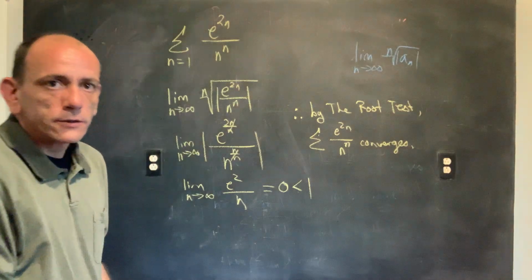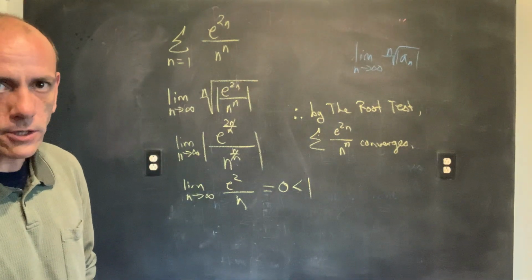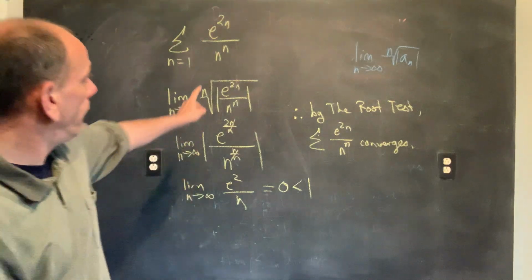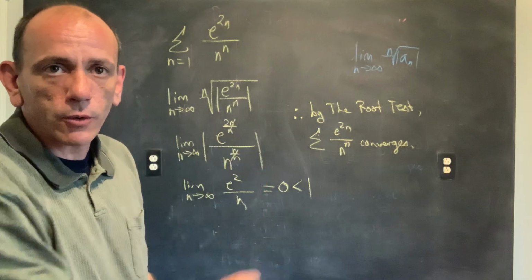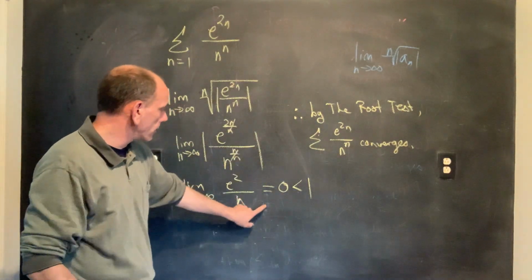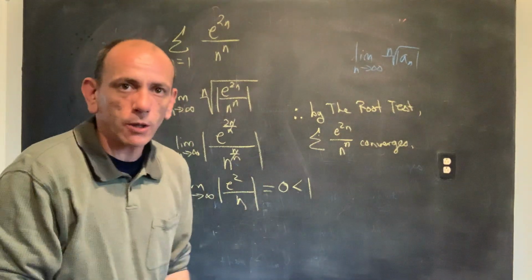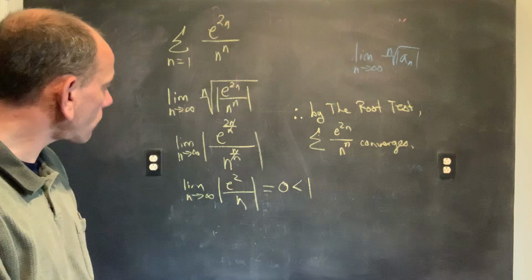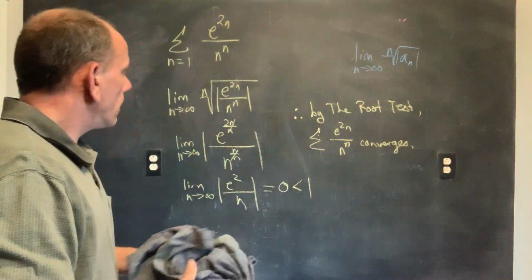Okay? So that's how we use that. It's not as often used as the ratio test, but it's helpful when we have these nth powers like that, because I can just take the nth root and get rid of it. This, in fact, implies absolute convergence, right? And so therefore, it implies convergence. Okay, so that was a quick example of the root test.